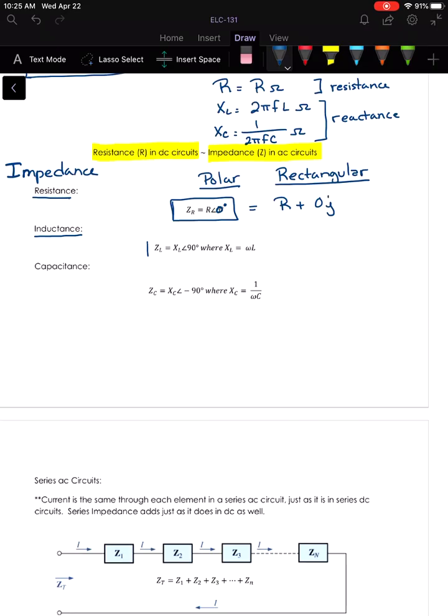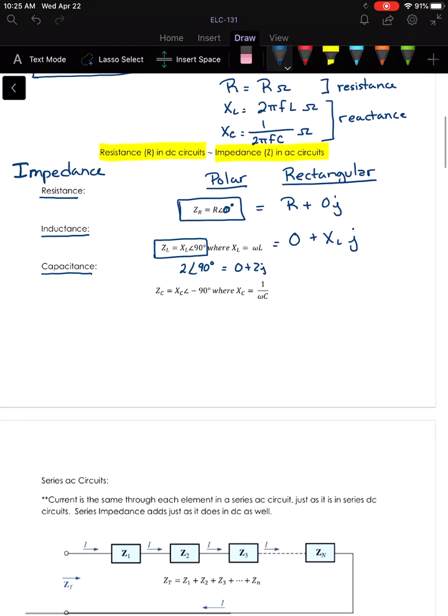The impedance of an inductor is going to be the reactance at 90 degrees, or in rectangular form, 0 plus X sub L times J. If you were to plug in, for instance, 2 at 90 degrees and then convert that to rectangular form, you would see that that equals 0 plus 2J.